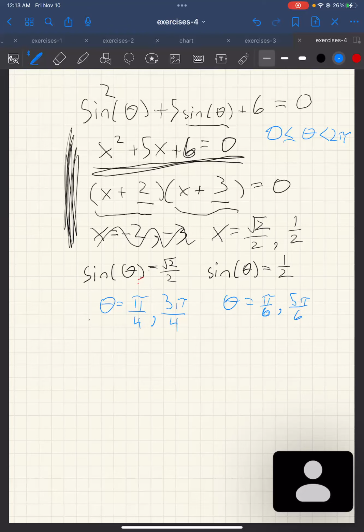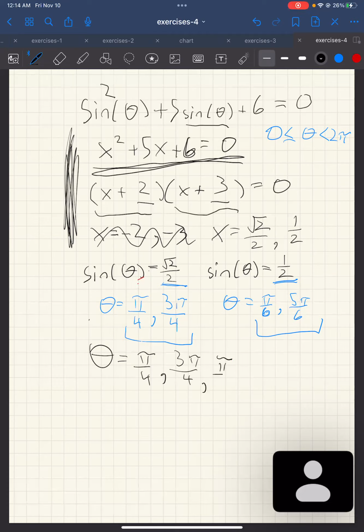So how many solutions are there? Well, I am okay with sine being this or being this. It does not have to be both. So as long as I'm root 2 over 2 or I'm 1/2, then this works. Then we're good, which means that all 4 of these numbers that I found are correct answers. So my solutions would be theta is pi over 4, 3 pi over 4, pi over 6, and 5 pi over 6. Perfect.